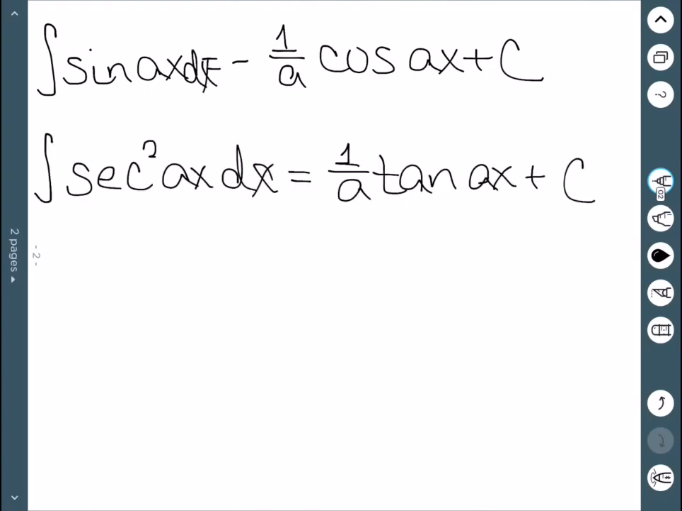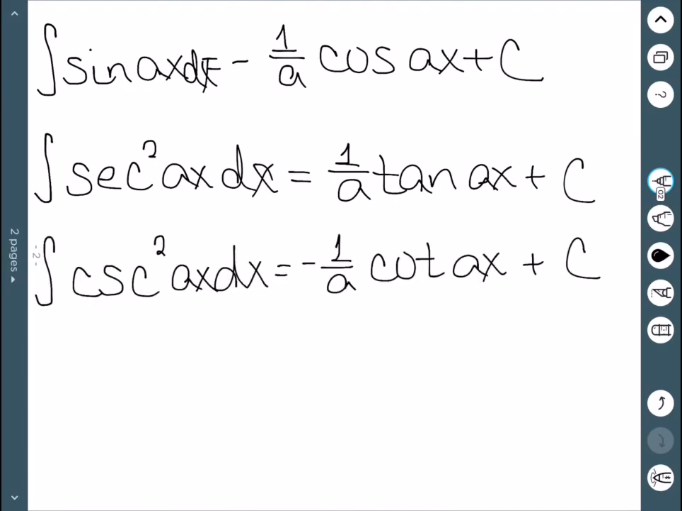The next one, the integral of secant squared ax is 1 over a tangent ax plus c. Since the derivative of tangent is secant squared, the integral of secant squared is tangent. We also have that the integral of cosecant squared ax is -1 over a cotangent ax plus c.